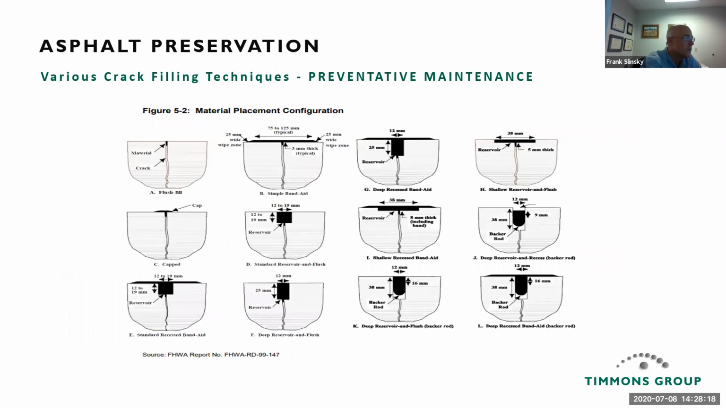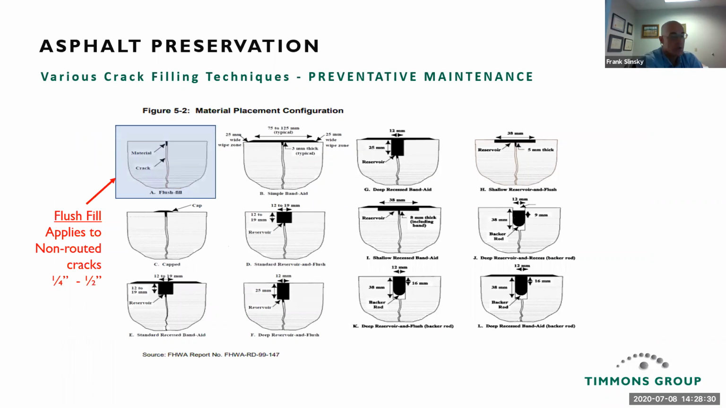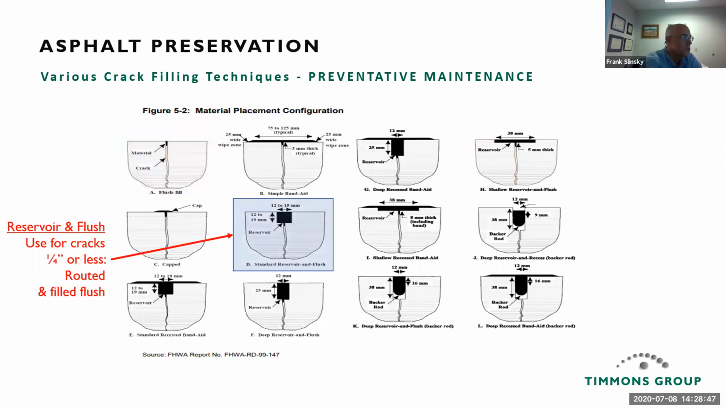So these are some various crack filling techniques that fall under preventative maintenance. I know it's hard to see here, but I'm going to go through a few of these. So this one here is called the flush fill approach. It's applied to non-routed cracks that are between 1/4 inch and 1/2 inch. You're just not doing anything to the crack other than trying to fill in those cracks with the asphalt sealant. This one is a standard reservoir and flush method. You use it for cracks 1/4 inch or less, but then you route that crack and fill it flush with hot poured asphalt sealant.